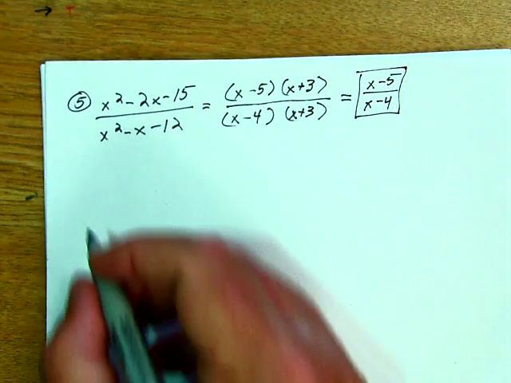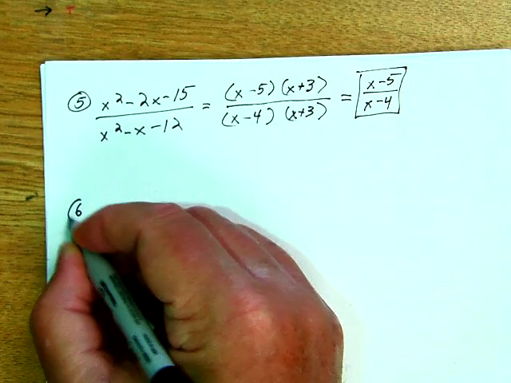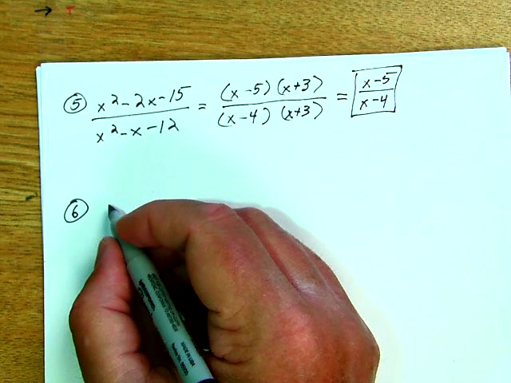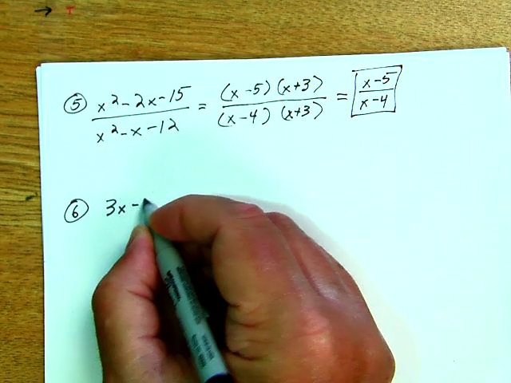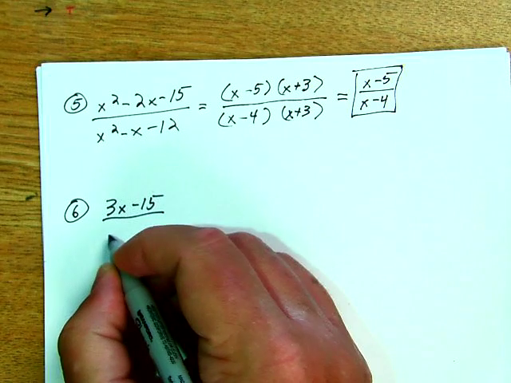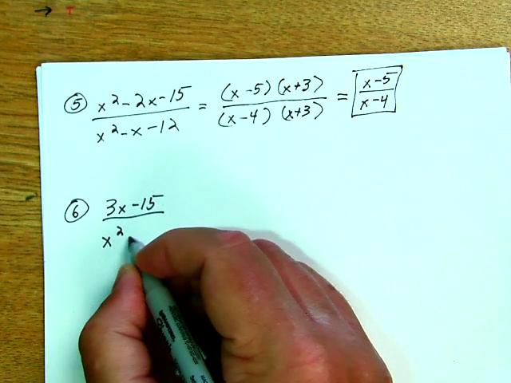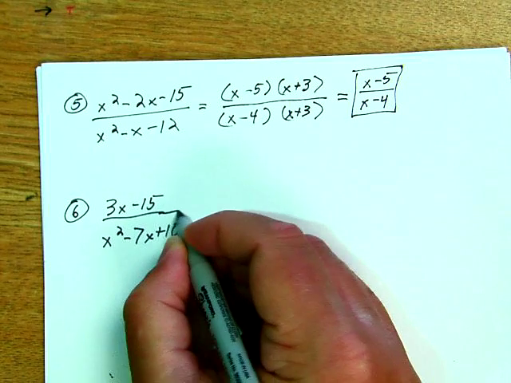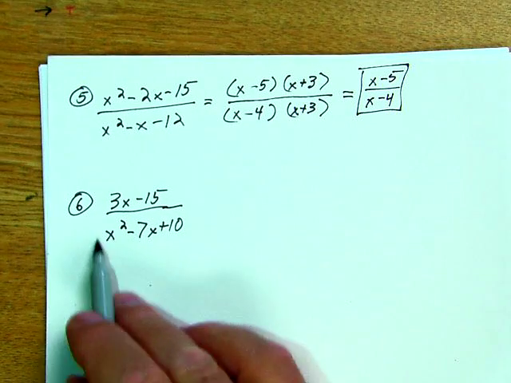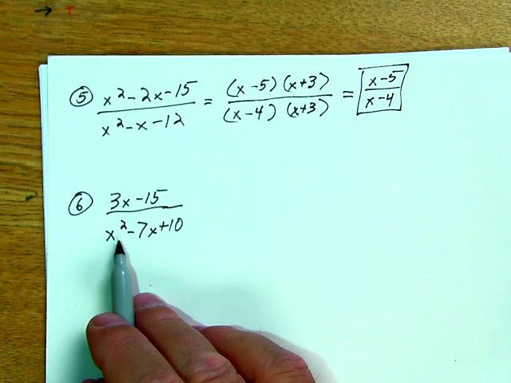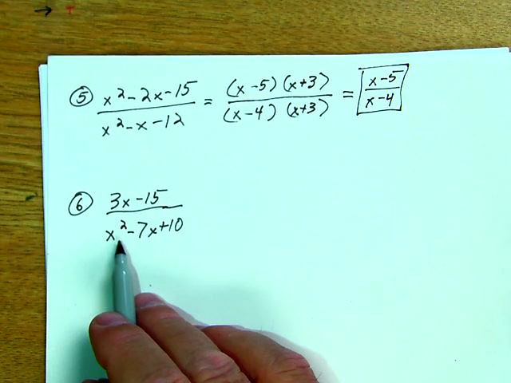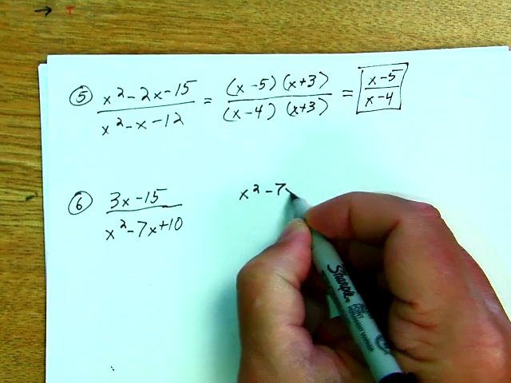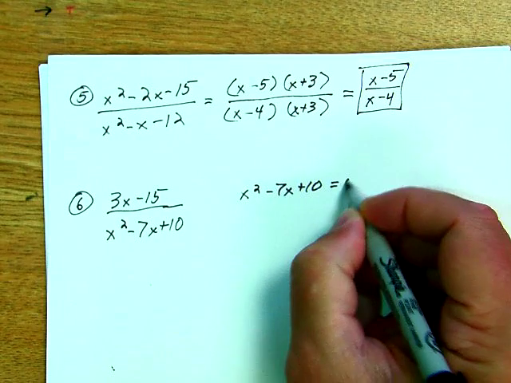Okay, and then number 6. On number 6, they're asking us what are the excluded values in this rational expression: x squared minus 7x plus 10. Well, excluded values means anything that makes the bottom equal 0. So that's what I'm going to do. I'm going to set the bottom, x squared minus 7x plus 10, equal to 0.